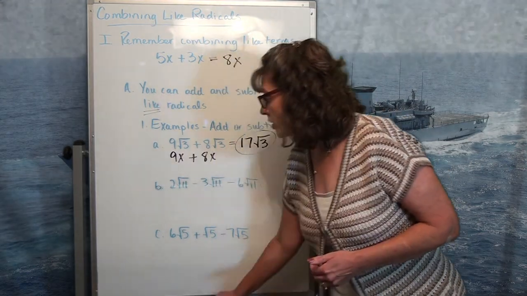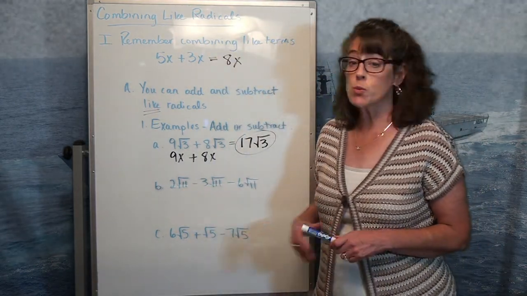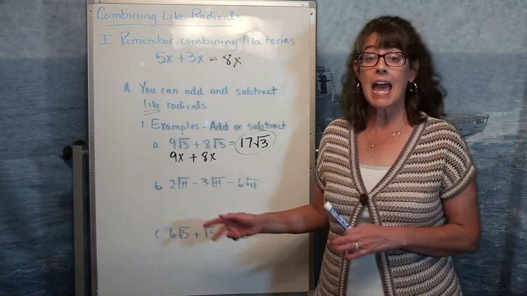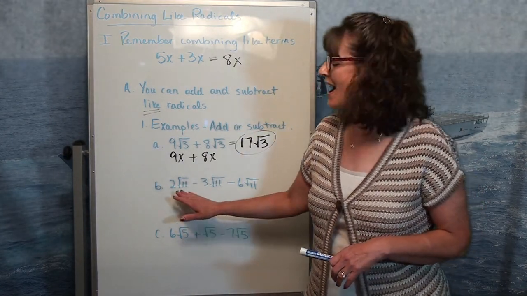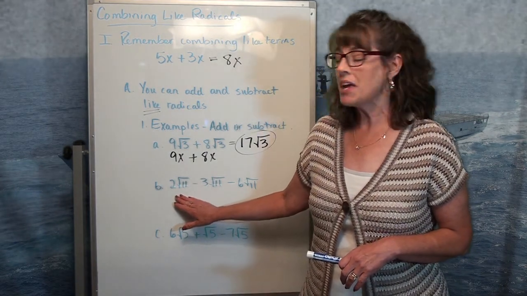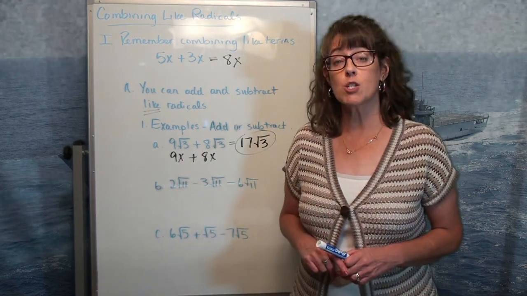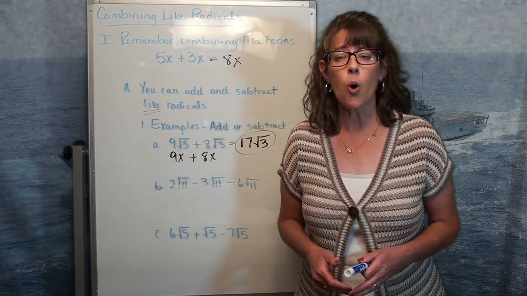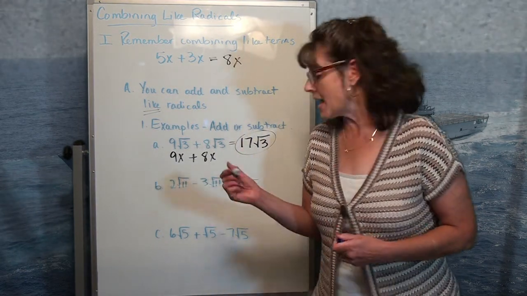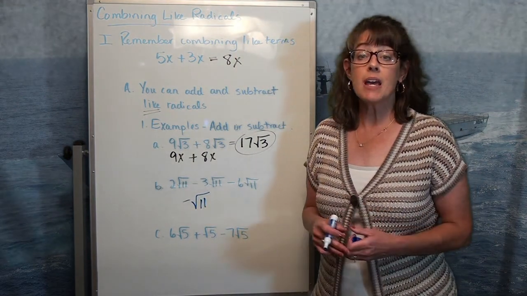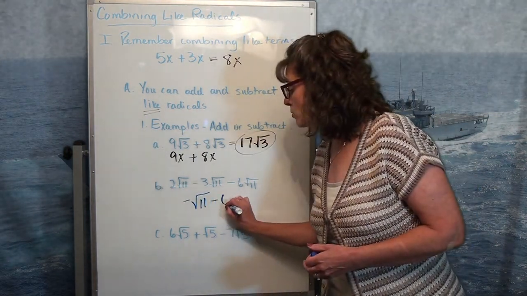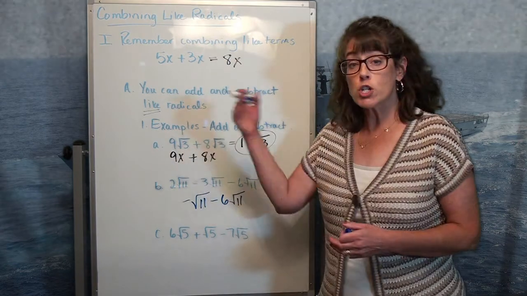Now, take a look at this one. I have 2 of these square roots of 3. I'm taking out 3 of them. I'm so sorry, I have 2 of these square roots of 11. I'm taking out 3 of these square roots of 11. I just went in the hole how many of them? Yes, I went in the hole 1 of those square roots of 11. Now I'm going to take that negative square root of 11. I'm going to subtract 6 square root of 11. So I just went in the hole 1.